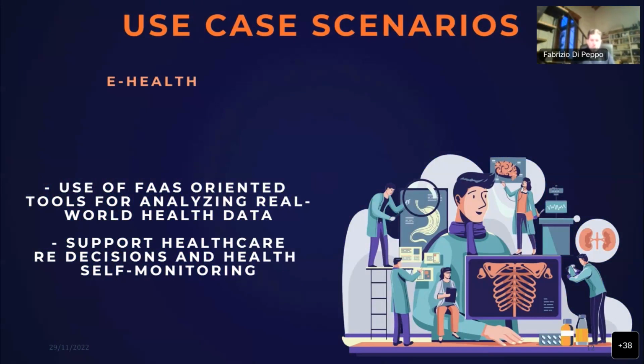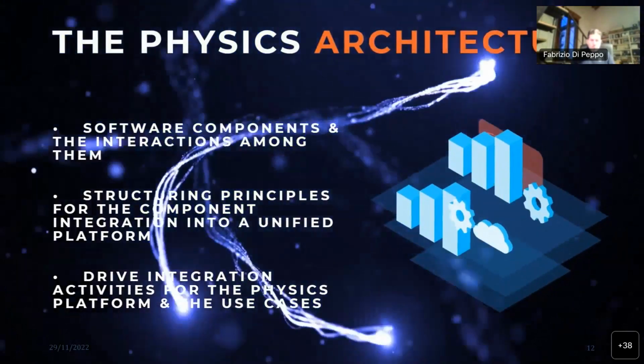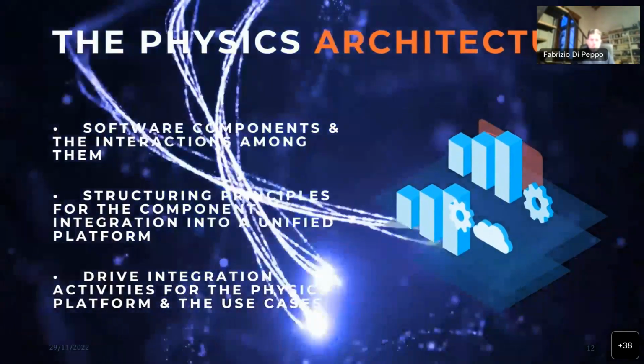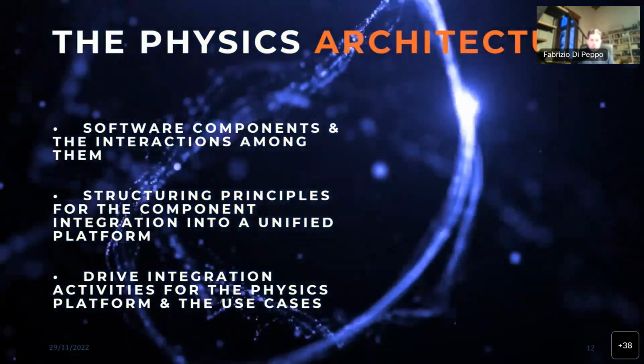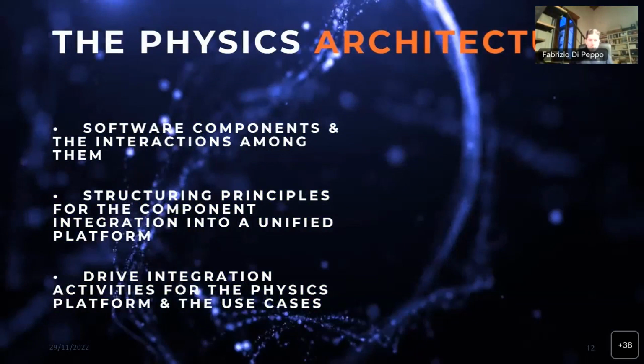The PHYSICS architecture will follow a functional view in which a description of each software component and the interactions among them are provided. The architecture provides the structuring principles that will drive the integration of the PHYSICS components in a unified platform. It is expected that the architecture will drive integration activities towards producing the PHYSICS platform and integrating the use cases.